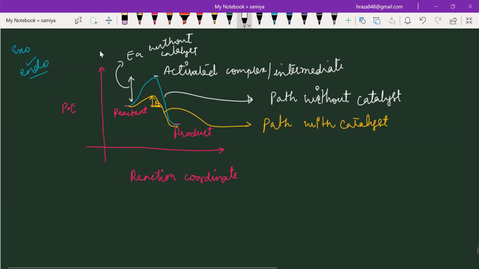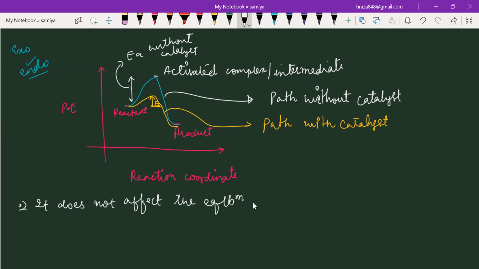There are some points which are very important regarding this catalyst. A catalyst does not affect the equilibrium constant. If the reaction is at equilibrium, it will not affect the reaction.